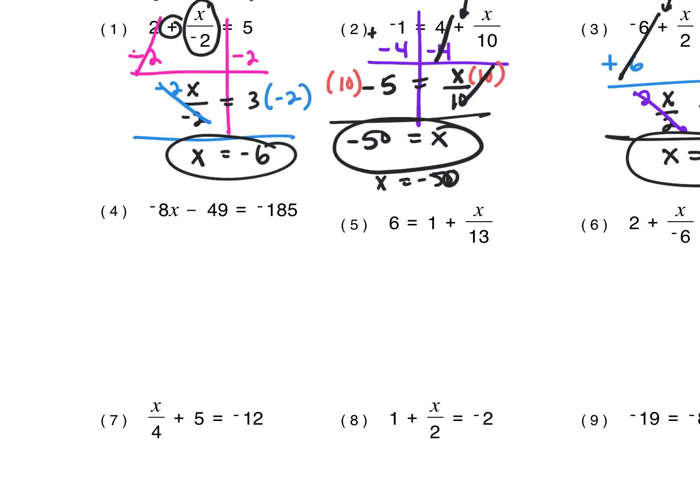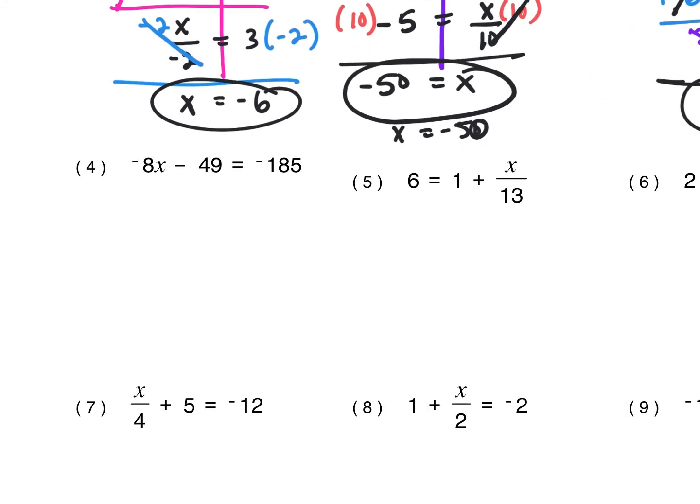All right, let's try one that looks a little bit different. Let's try number 4, and this will be our final problem to do together. Final equation. We're going to build the wall. I see that I have -8 multiplying x, and I have -49. We want to eliminate the constant, the number without the variable. So I see -49, so I'm going to do the opposite. I'm going to add 49 to both sides.